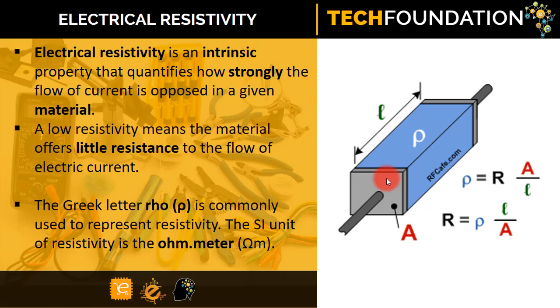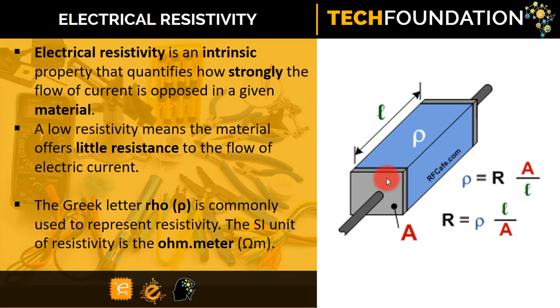In electronics, we design circuits with various materials and components. Every material has an intrinsic property that quantifies how strongly it opposes the flow of current. Usually, people get confused about resistivity and resistance. Before I get to an in-depth explanation, I want you to note that resistivity is not the same as resistance. A material with a low resistivity means that it offers little resistance to the flow of electric current.